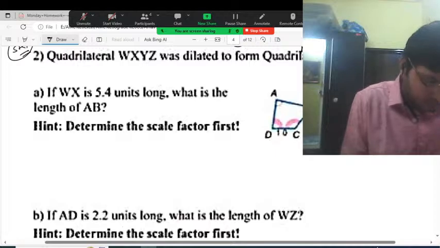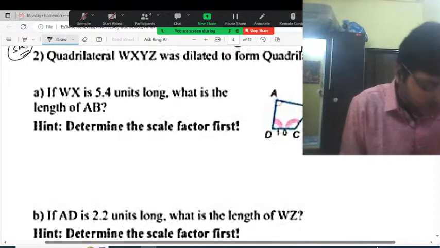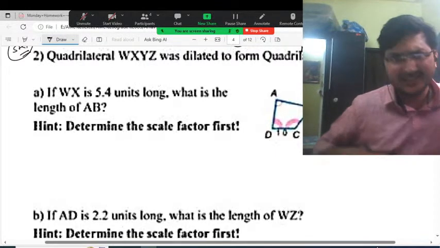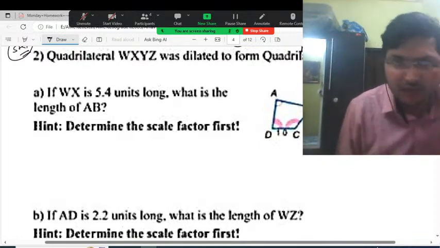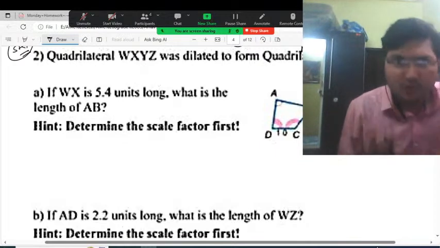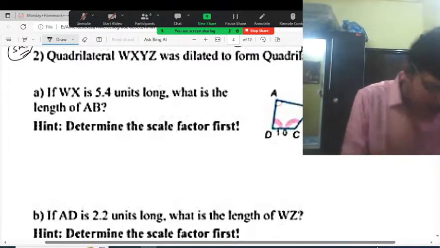Okay, alright, now let's solve the next one. Whenever there is dilation, or whenever you are reducing the size of any object, you will always get a similar figure. This is a very important point you need to understand.